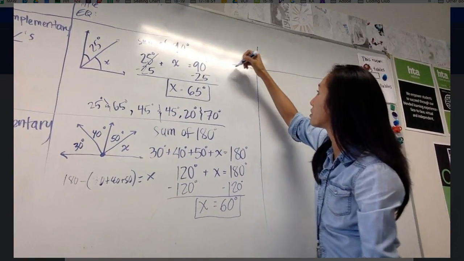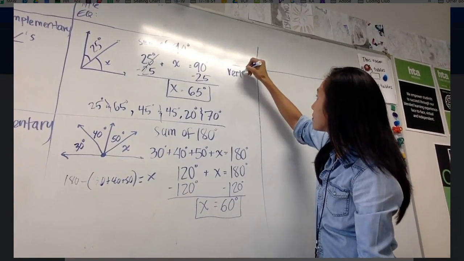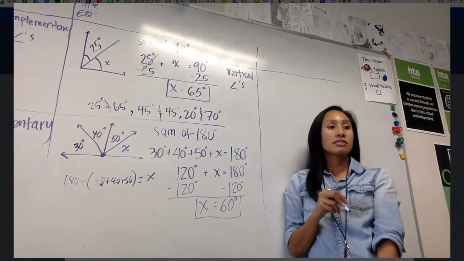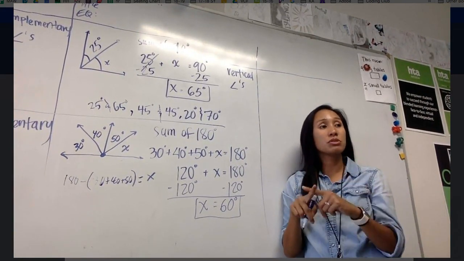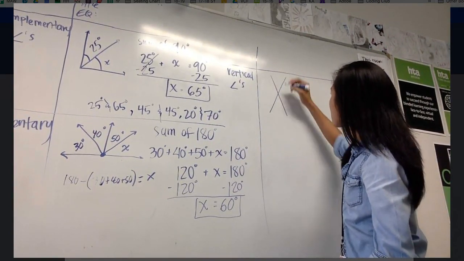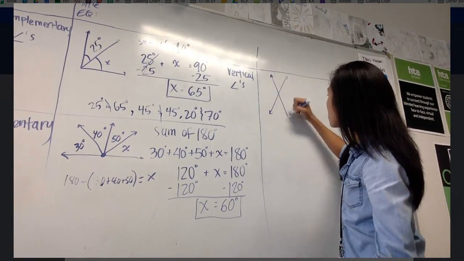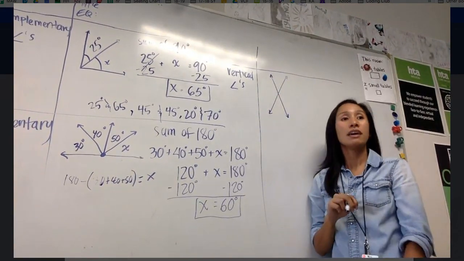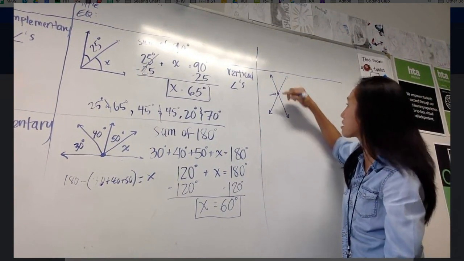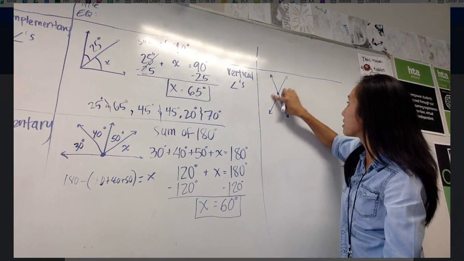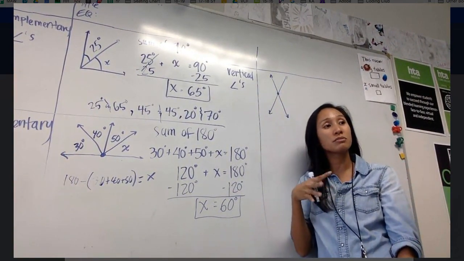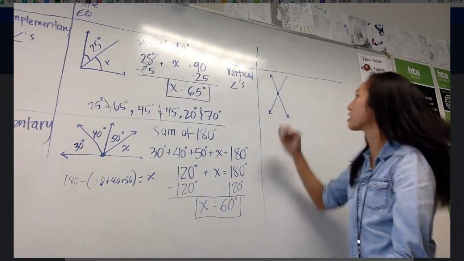These are what we call vertical angles. Write down vertical angles. Vertical angles consist of two angles with their own rays, sharing the same vertex, and they form a straight line. Then the ones on the top and bottom are the same, and the ones on the left and right are the same. Here's how we notate it.